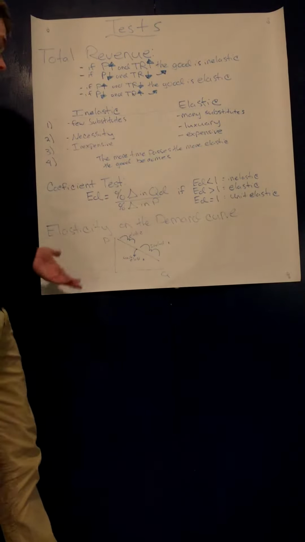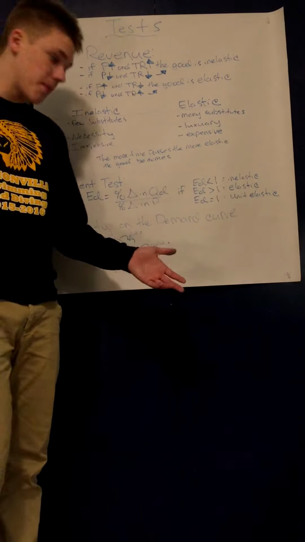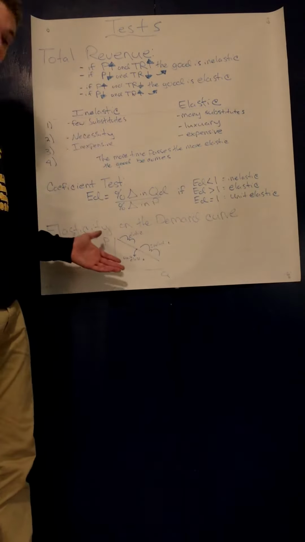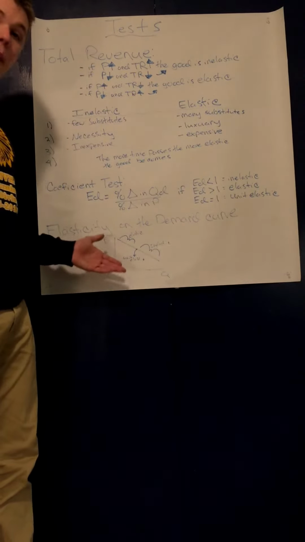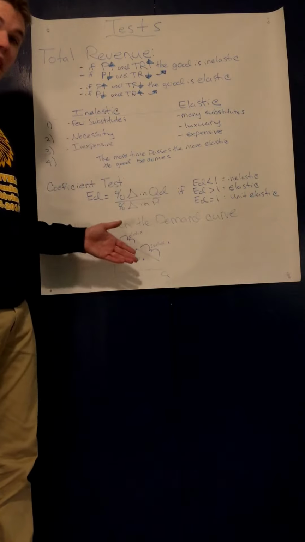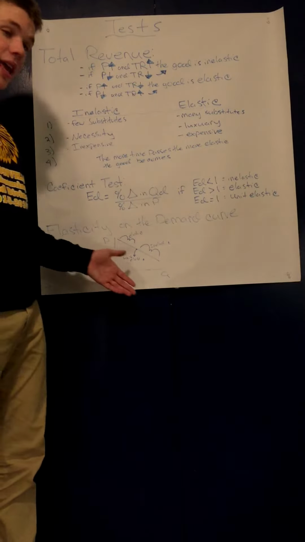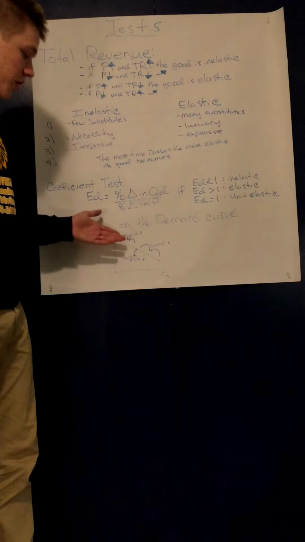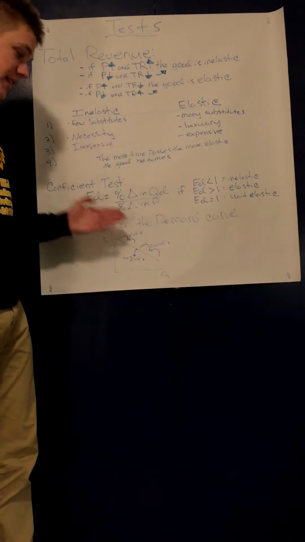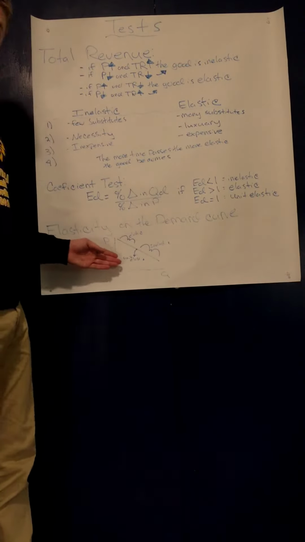Finally, we can look at the elasticity on the demand curve. At a typical demand curve, the top portion is always elastic, and the bottom portion is always inelastic. And the portion where the demand curve goes from elastic to inelastic, we call unit elastic.